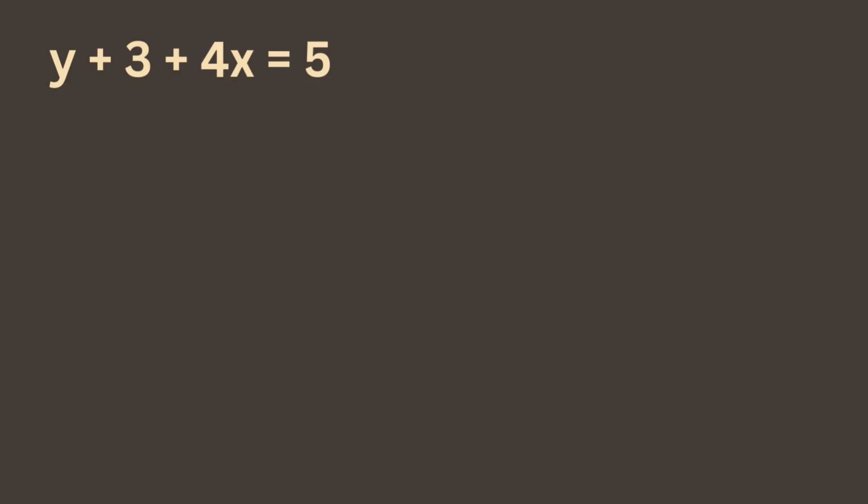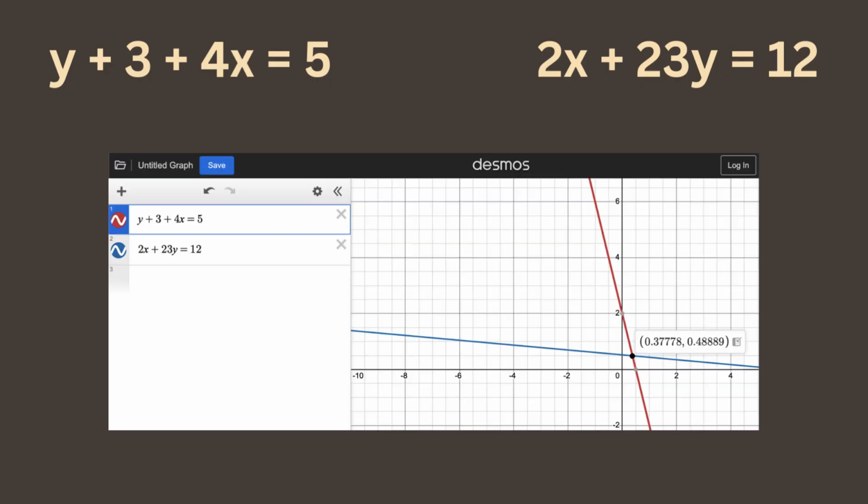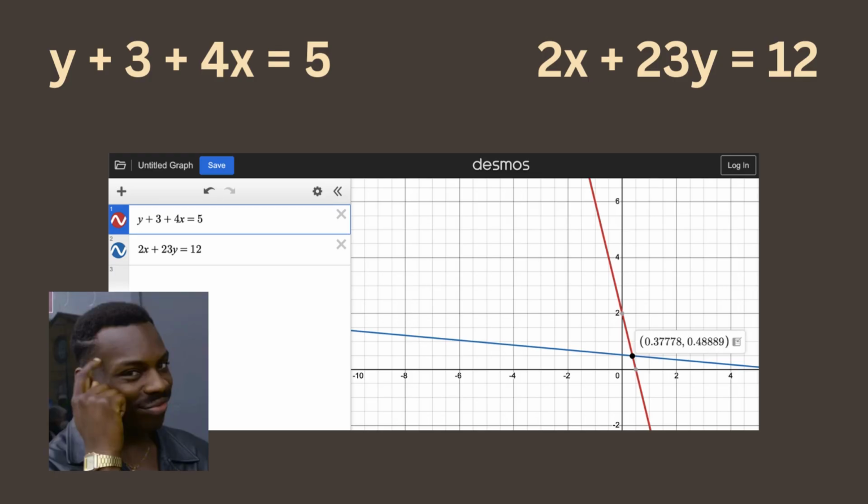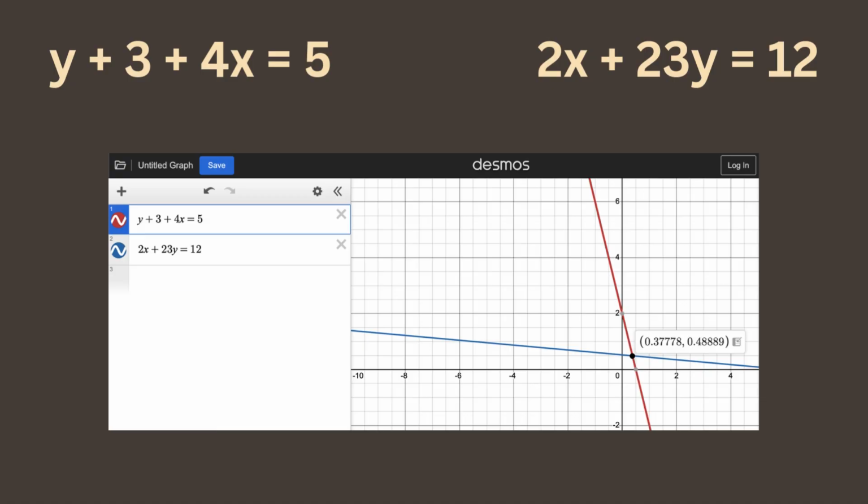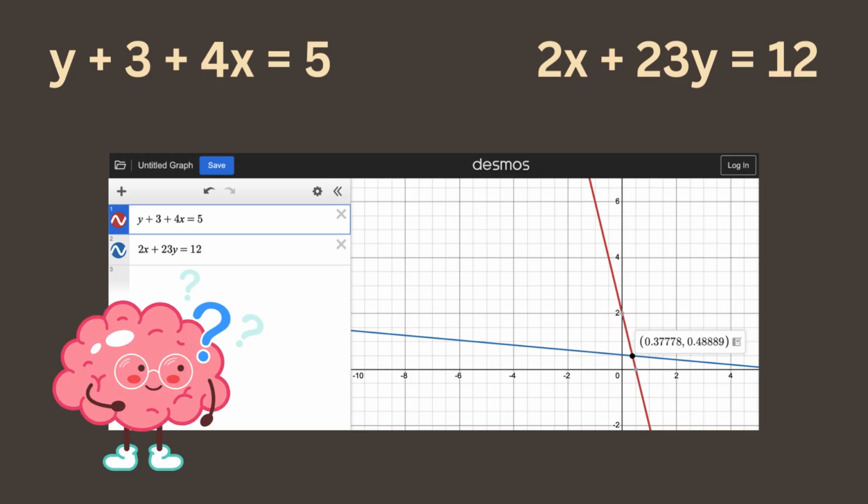For example, let's say we have y plus 3 plus 4x equals 5, and 2x plus 23y equals 12. Plug them into Desmos, find their intersect at 0.37778 and 0.48889. This is literally all you need to do for systems of equations. If you are stressing for the exam, feel free to end the video here because the rest is for the curious ones who want to understand these at a deeper level.